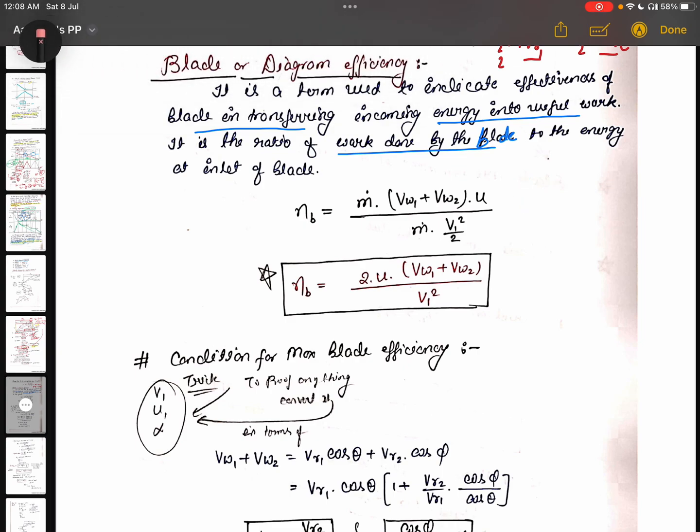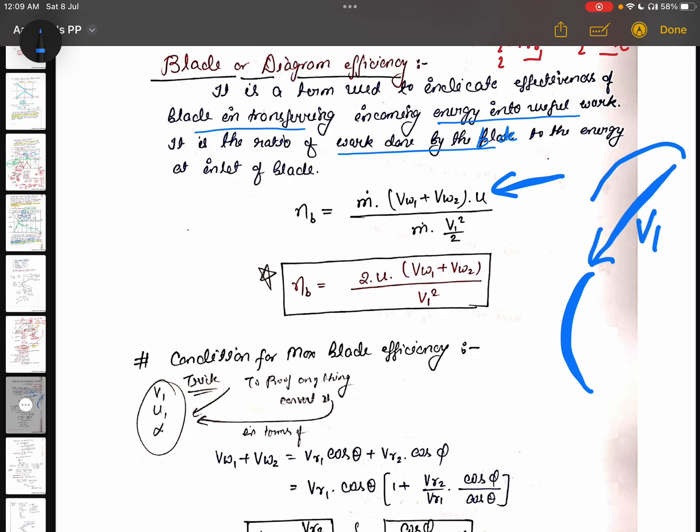This much power we are getting, and when we have drawn the blade diagram, the velocity coming from this diagram is V1. So the whole kinetic energy is m dot V1 square by 2.